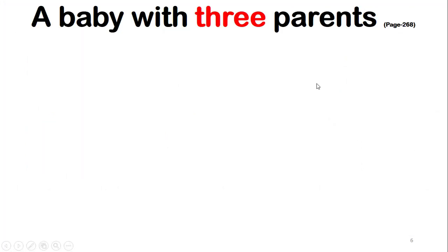A baby with three parents. Dear students, let me introduce to you the three parents. Two of the parents are very obvious, for example, mother and father, and there is also a third parent, and that is called the donor.